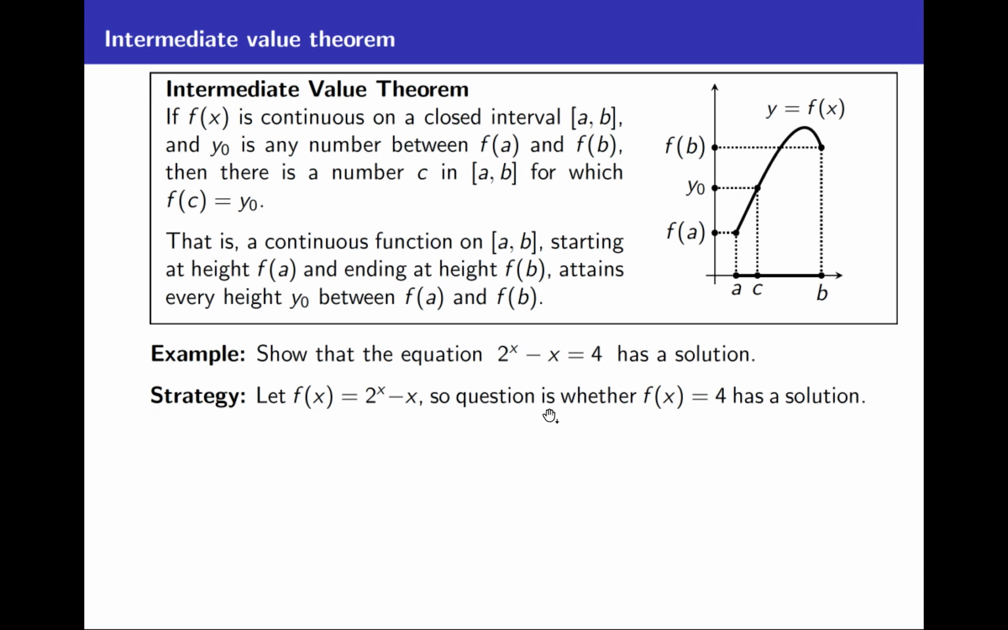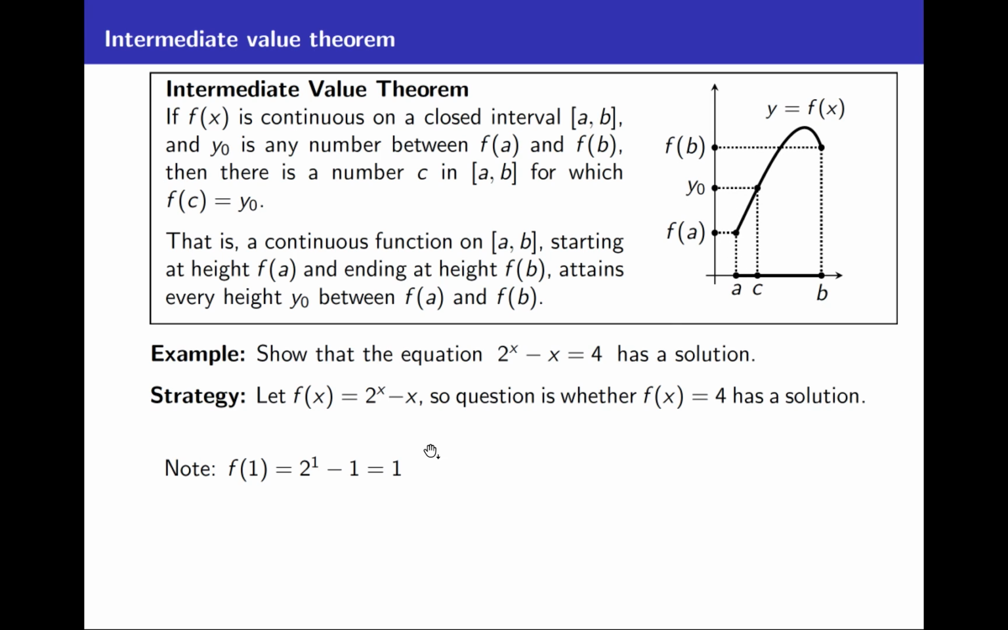So the question becomes whether f of x equals 4 has a solution. Since f of x now is 2 to the x minus x, f of x equals 4 is the same equation that we had up here. So does f of x equal 4 have a solution? Can you find a number c such that f of c equals 4? That's what we're asking. To solve this problem, we're going to set it up so we can apply the intermediate value theorem.